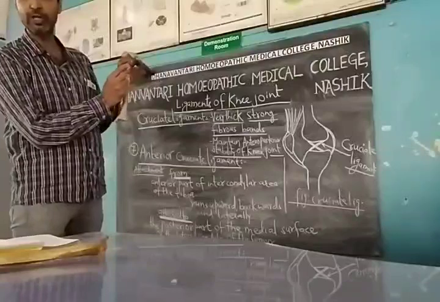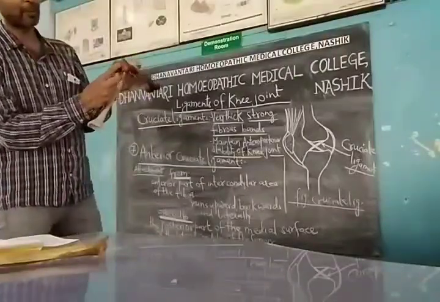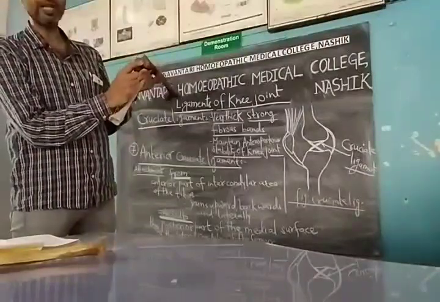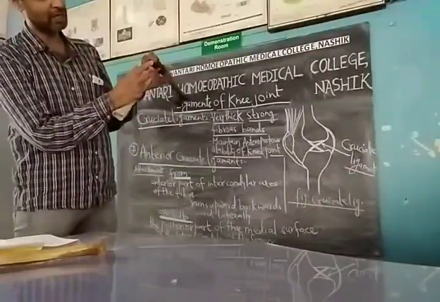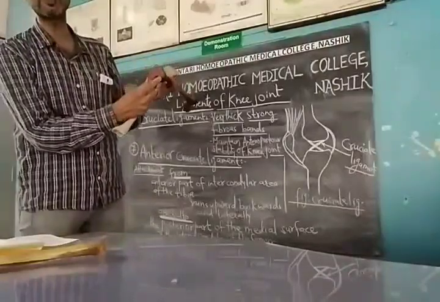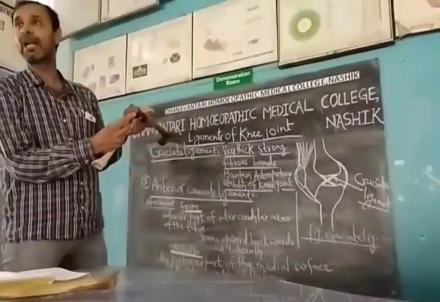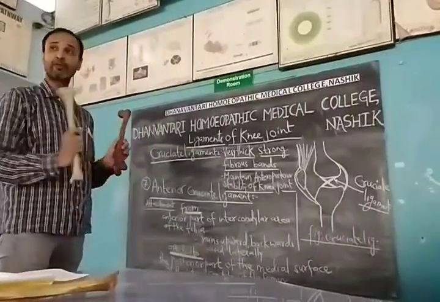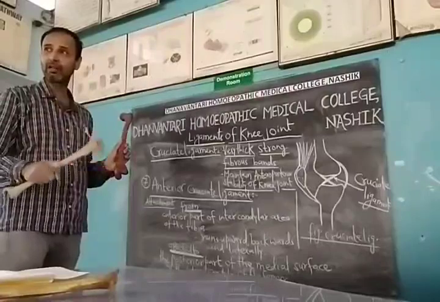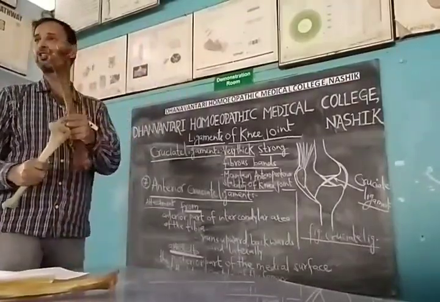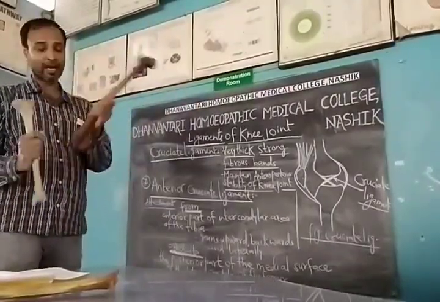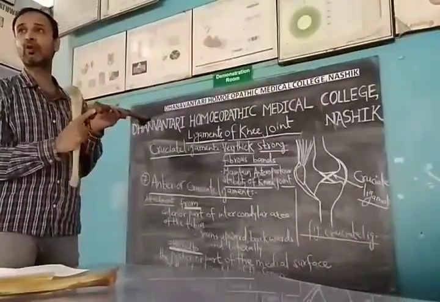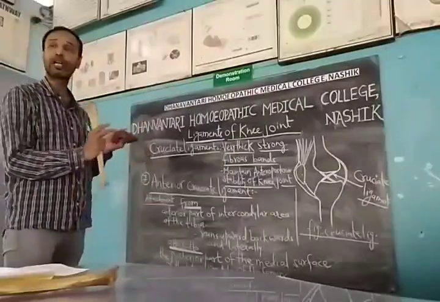Now see, posteriorly, the posterior part of the medial surface. These are the medial sides. So the medial surface of the lateral condyle, the posterior part of it. Remember, the anterior cruciate ligament goes from the anterior part of the intercondylar area of the tibia and is attached to the posterior part of the medial surface of the lateral condyle of the femur.